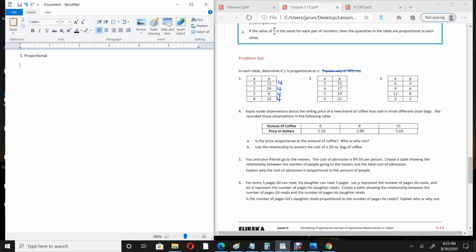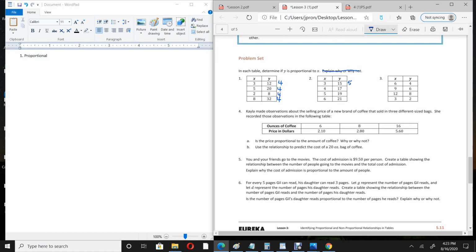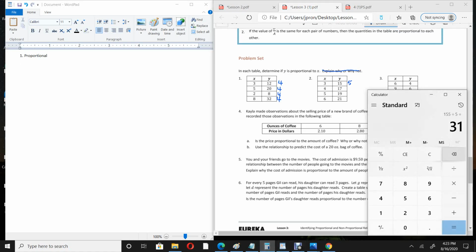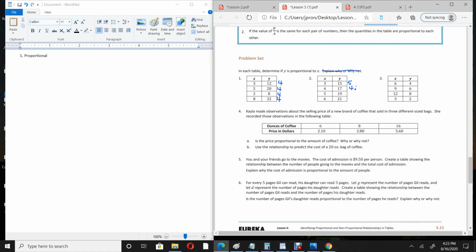So we have 3 and 15. So 15 divided by 3 would be 5. 17 divided by 4 is not 5. It is probably some number that is obscene, and I don't want to look at it. 17 divided by 4. Oh, no, 4.25. But all of these unit rates would need to be equal. So this one is not proportional. So I come back to my document over here, and I put not proportional for number 2. I'm not going to actually type that out because it's going to take forever, and we need to talk about some other ones.